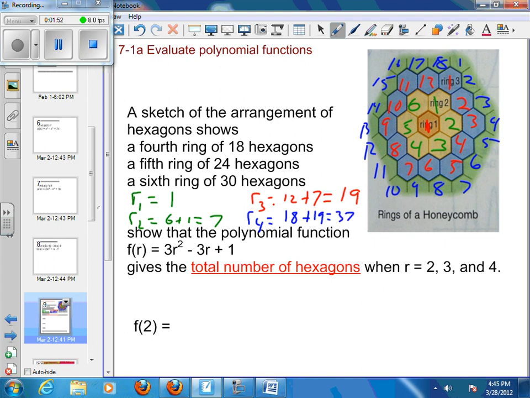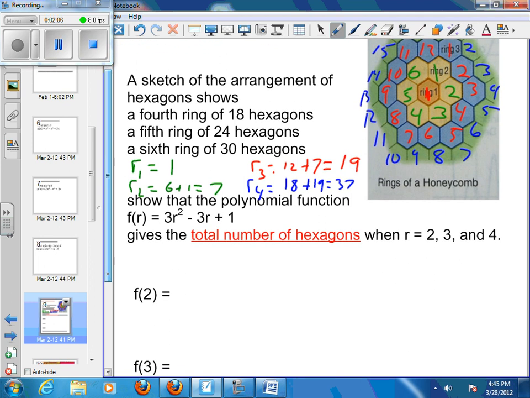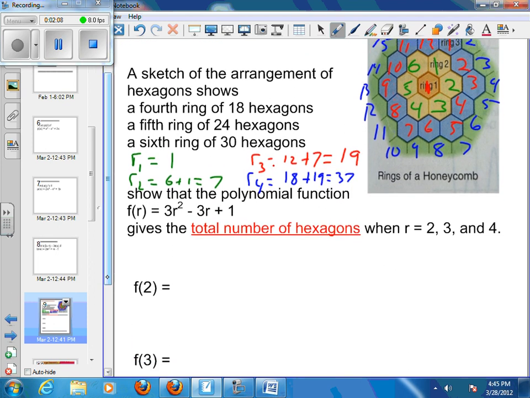What I want to show is that this function I have, f of r, would give me how many total hexagons I have for any number of rings. So to do that, we will go through the ones we've already figured. If I put a 1 and find f sub 1, which I don't have listed here, f sub 1 would be 3 times 1 squared minus 3 times 1 plus 1, which would be 3 times 1, which is just 3, minus 3 times 1, which is just 3, plus 1. So I do in fact get 1, which is what we needed for our first ring.